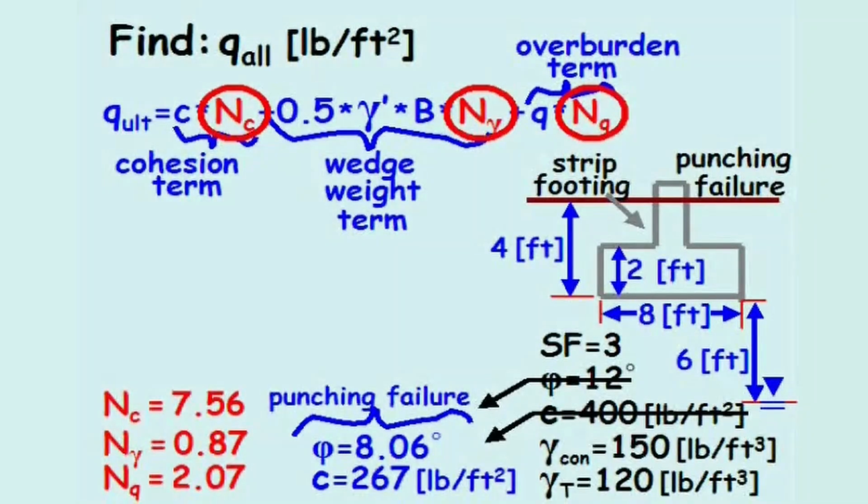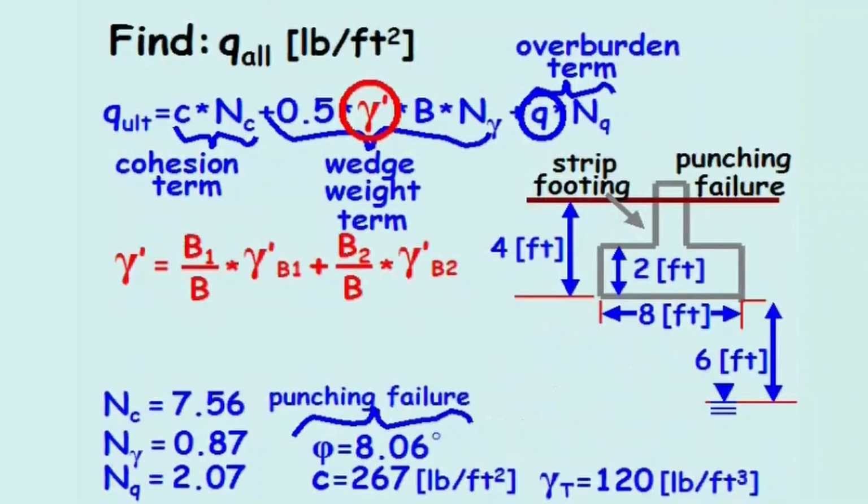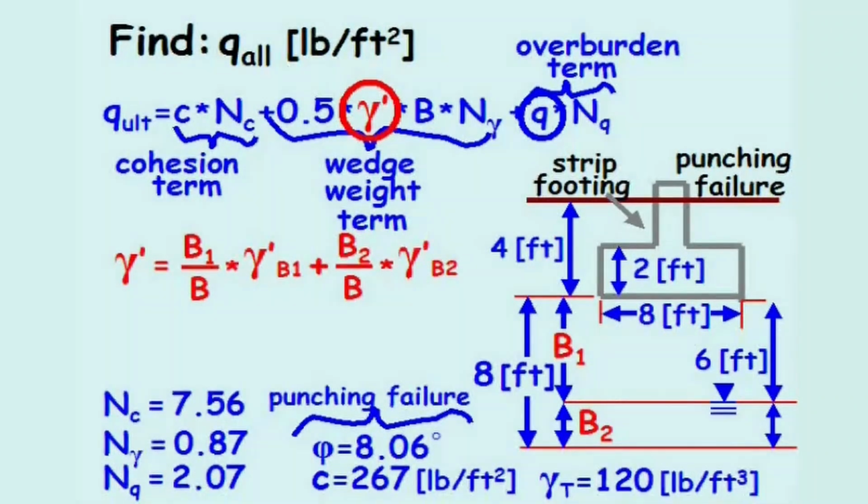Having solved for the bearing capacity factors, the effective unit weight and overburden stress are left. In bearing capacity problems, the effective unit weight in the second term of the bearing capacity equation represents the effective unit weight of the foundation soil in a zone below the footing base, equal to the footing width. So for this problem, the footing width is 8 feet, which means B equals 8 feet. B1 and B2 are used to separate distinct zones of soil which differ in their effective unit weights within this 8-foot zone.